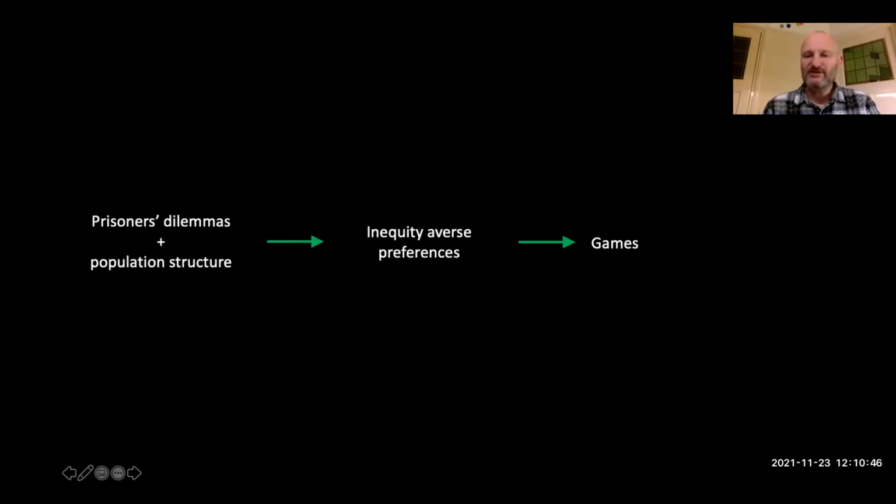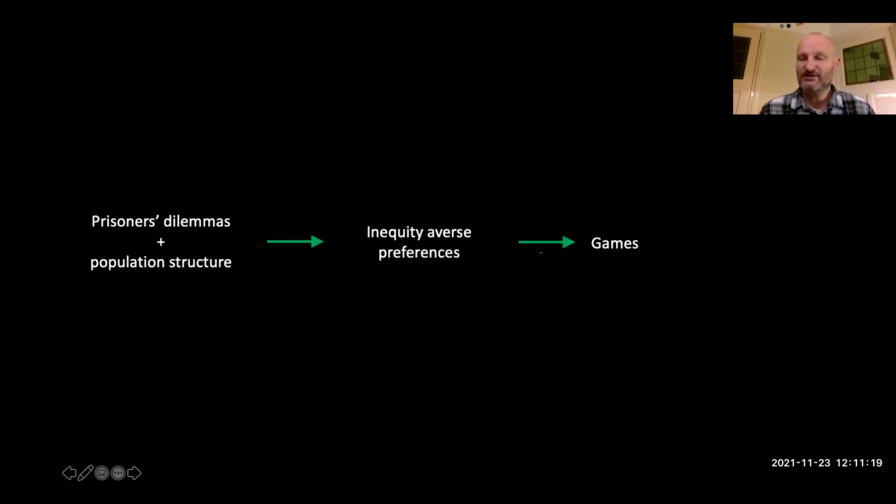Now, at both of these arrows, there are problems. The first is that if you have a model with prisoner's dilemmas and population structure, then you can get altruism if there's positive relatedness and the cancellation effect doesn't happen. You can get spite if there's negative relatedness. But what you can't get is altruism when you're ahead and spite when you're behind. So that just doesn't follow from those models. So there's an issue here at this first arrow.